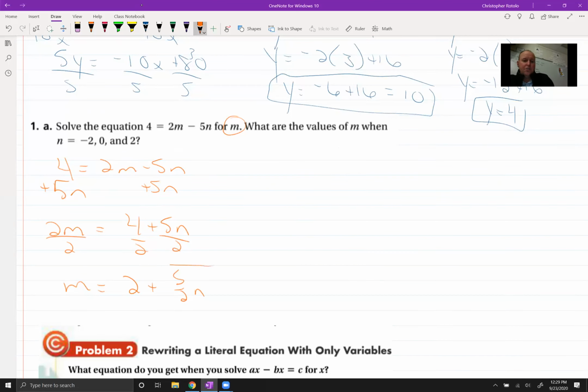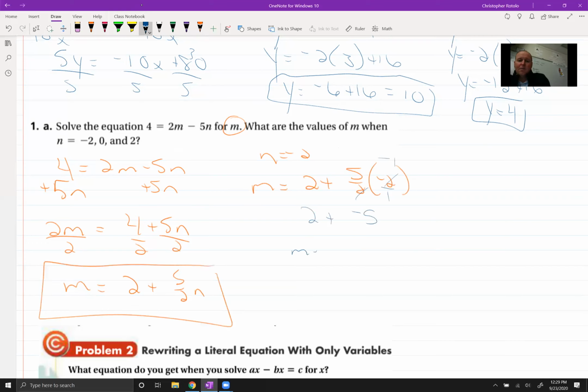All right, well, let's try it out. So this is my equation, and now we're going to do this when n is negative 2. So n equals negative 2. Let's plug it in. m equals 2 plus 5 halves times negative 2. Keep in mind that the negative 2 is over 1, and the 2's cancel out by division, so we get negative 5 out of this. So I get 2 plus negative 5. That means m turns out to be negative 3. So I plugged in negative 2, and I got negative 3.